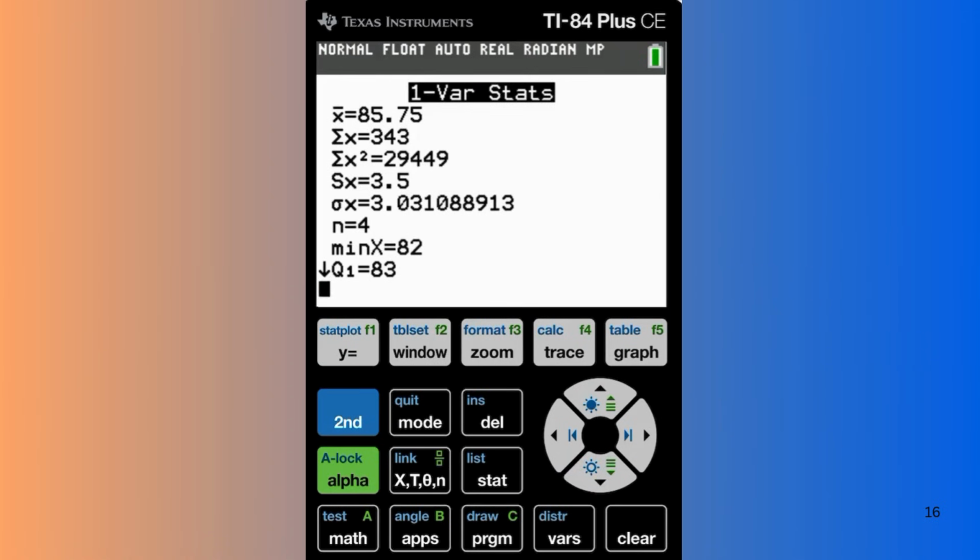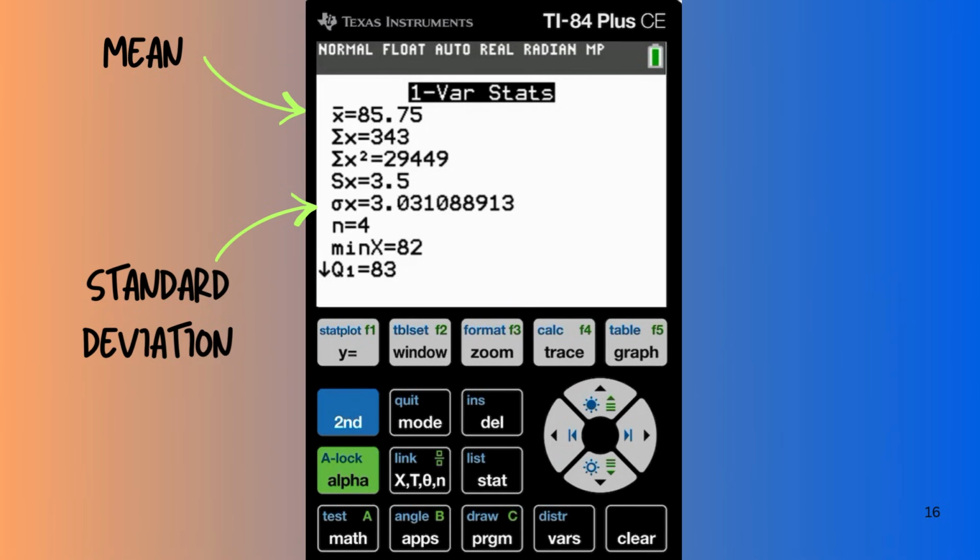And now we have all of our statistics and we need 2 of them. We need the mean and we need the standard deviation. So for Andrea, the mean is going to be 85.75. It's the x with the bar over it. And her standard deviation is going to be approximately 3.03. That's the standard deviation. The one above it is also a standard deviation, but that's the one that we use when we only have a sample or a subset of the data, not when we have the entire set of data. So we're going to use this one here.